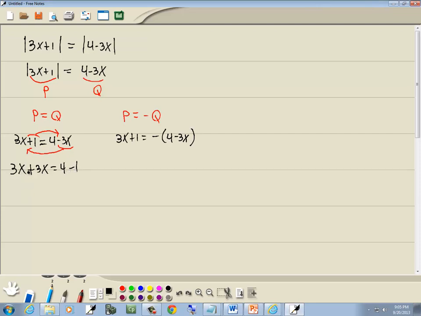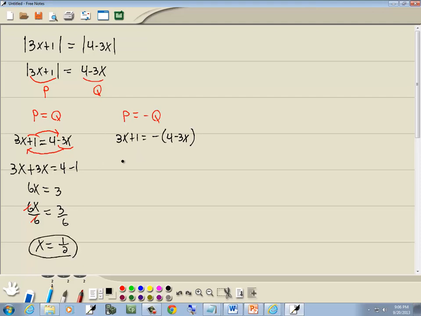Combine together like terms at any step. 3x plus 3x is 6x. Combine together numbers. 4 minus 1 is 3. Now our last step is to divide both sides by the number in front of your x, which is a 6. So divide the 6x by 6 and the 3 by 6. 6's cancel here. 3 over 6 reduces. The top and bottom are both divisible by 3, and that gives us 1/2. So we got x is equal to 1/2.